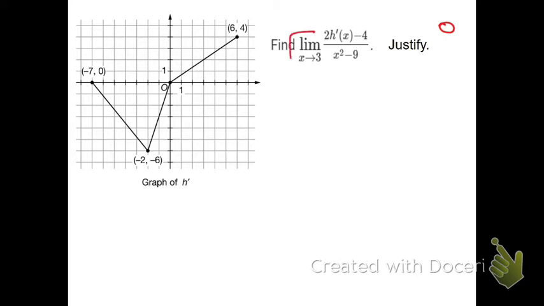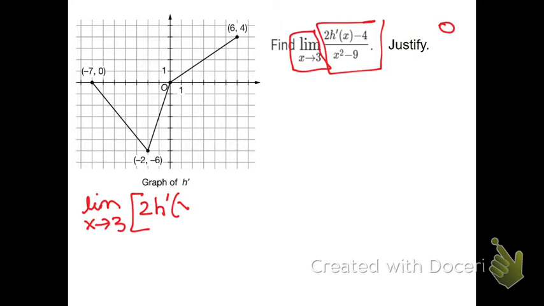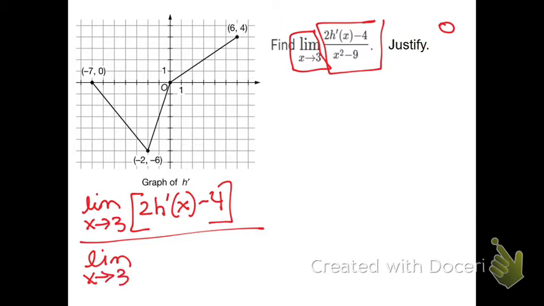You have to write this limit separately in the numerator and the denominator while you still have x's. So I'm going to write the limit as x approaches 3 of my numerator over the limit as x approaches 3 of the denominator. Now, when you replace those x's with 3, then you can get rid of the limit symbol. But you have to start with that statement right there.